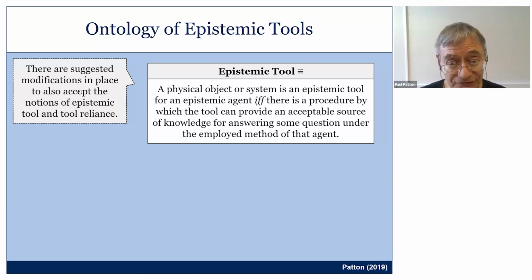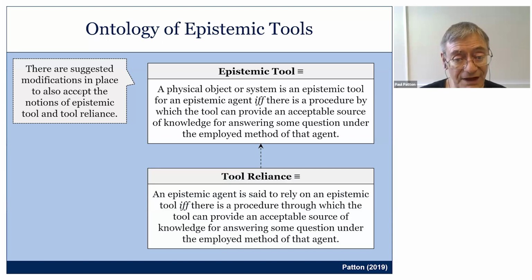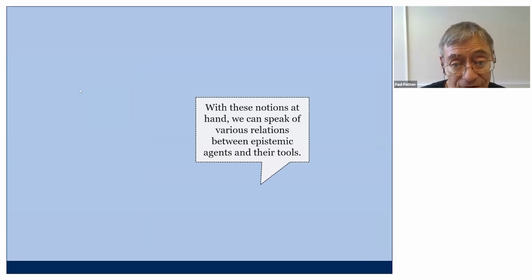Now, the question is, what is the relationship between an epistemic agent and epistemic tool? We define, using the same concepts, the idea of tool reliance. An epistemic agent is said to rely on an epistemic tool if and only if there's a procedure through which the tool can provide an acceptable source of knowledge to some question under the employed method of that agent. Now, with these notions in hand, we can give another example of epistemic agents and their tools.